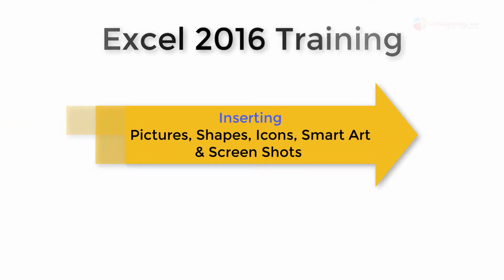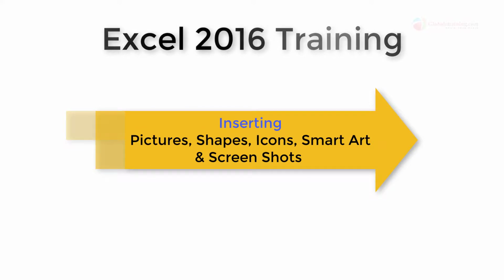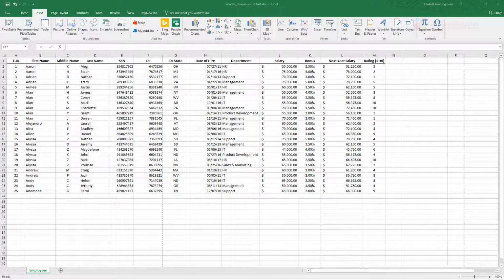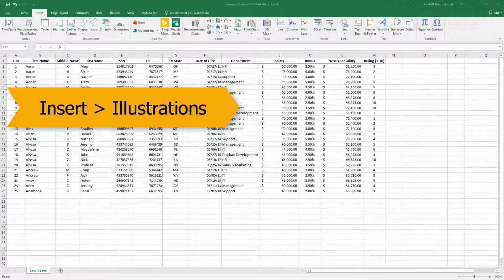In this video, we'll take a look at how we can insert pictures, shapes, icons, SmartArt, and also screenshots. Here is a workbook that we looked at in the previous video. I just renamed it appropriately to Images Shapes version 1, and I removed a couple of worksheets here. So here we're going to take a look at how we can insert pictures, online pictures, shapes, icons, etc.